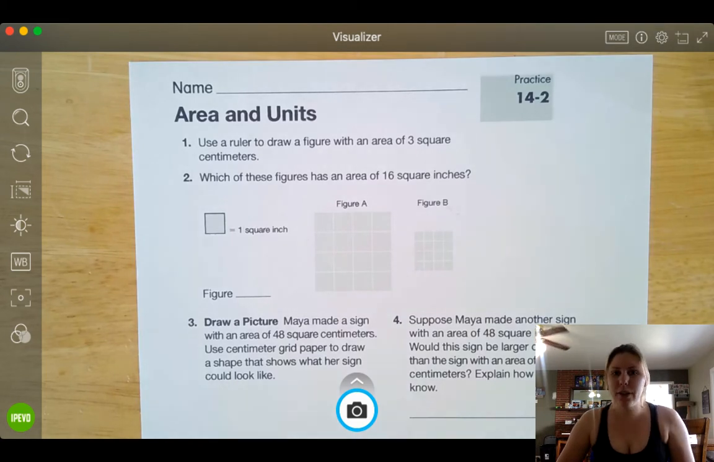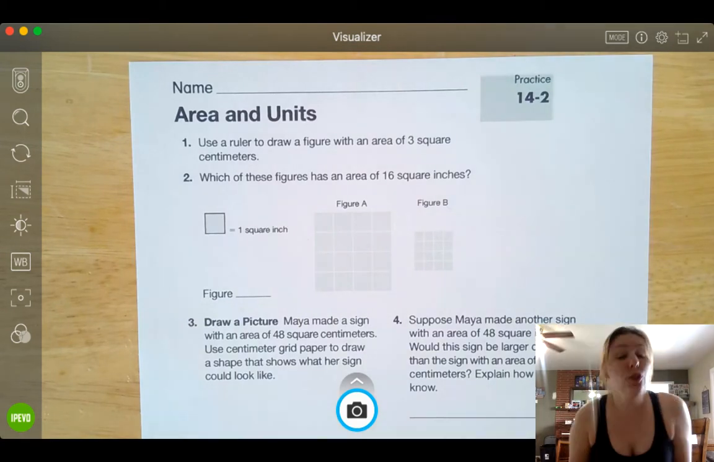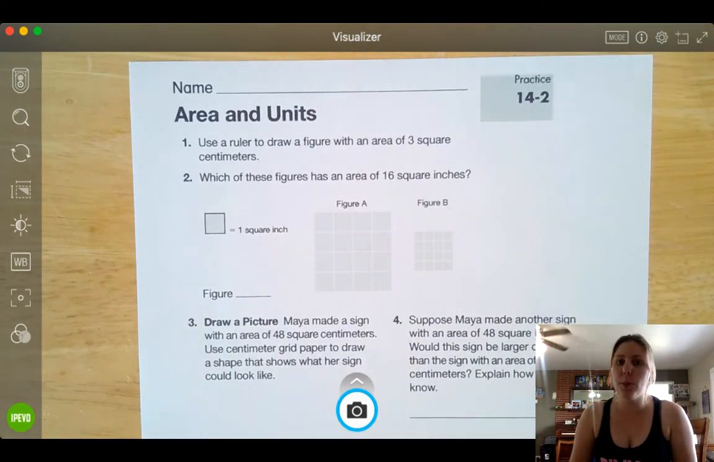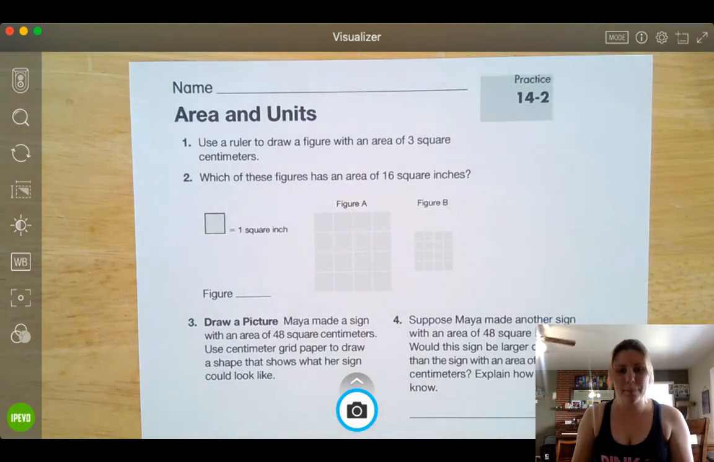So if you get frustrated or if you get stuck, make sure you watch the videos again. You can even YouTube new videos. You can just YouTube grade 3 or 3rd grade area and units, and you will find so many videos that will help you better understand it. So if you're not sure, YouTube's going to be your best friend, guys. Make sure you look it up, okay?